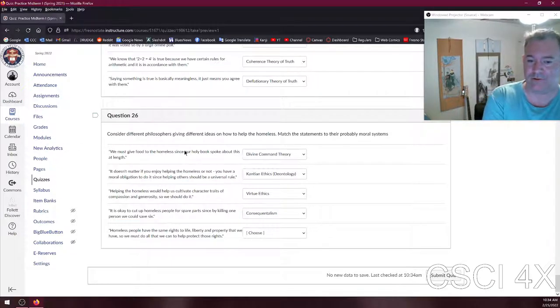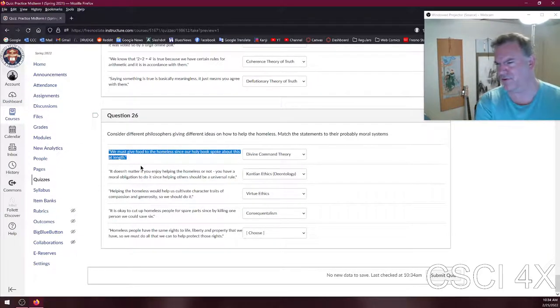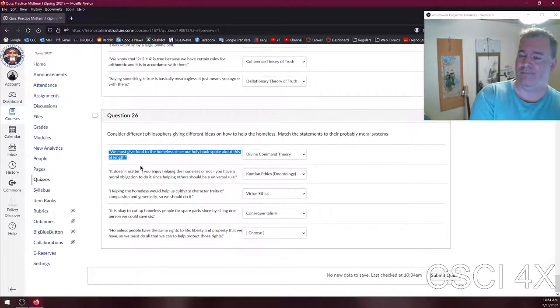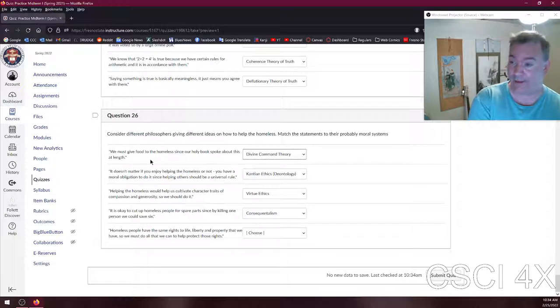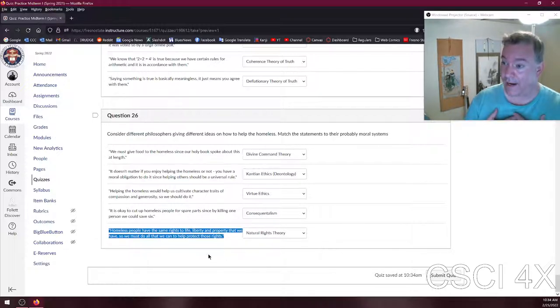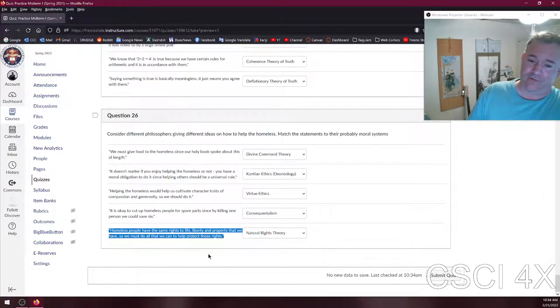Obviously, divine command theory, in most religions that I'm aware of, would look very poorly on chopping up the poor. Most religions have quite a lot to say about helping the poor, all right? And the last one here, natural rights theory, believes in the inherent right to life of a person. The only way you can lose that right to life is if you commit murder or something like that. If you deprive somebody else of their right to life, you've forfeited your own. So natural rights theorists would be like, no, you can't do this, utilitarians.